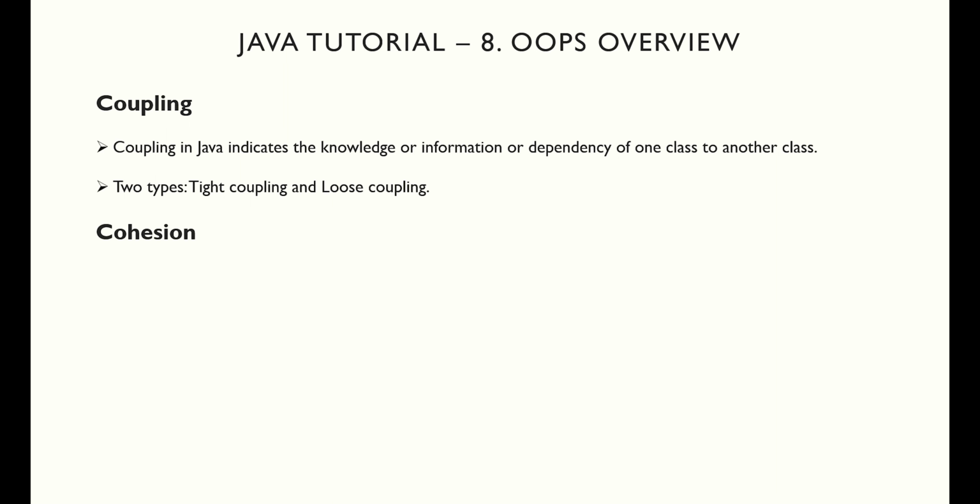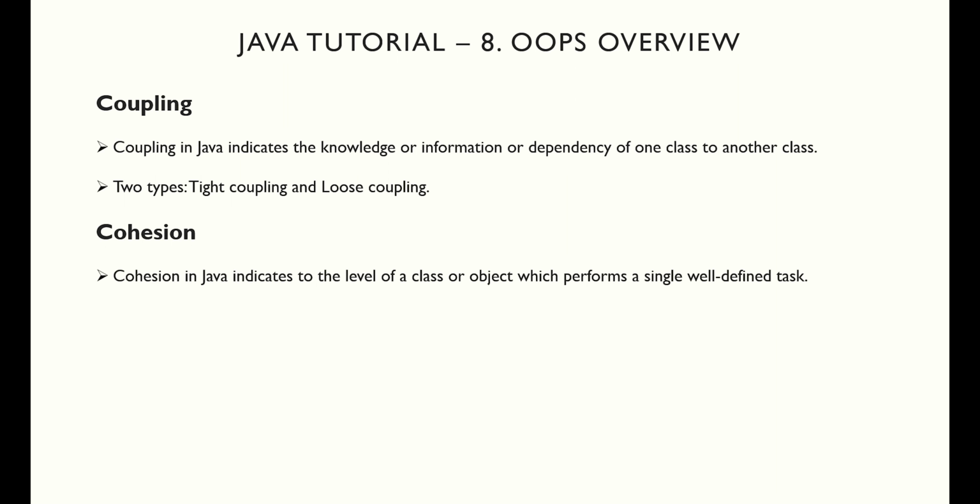Cohesion. Cohesion in Java indicates the level of class or object which performs a single well-defined task. That is, it measures how the methods and the properties of a class are meaningfully and strongly related to each other and how focused they are on performing a single well-defined task. High cohesive classes are good for code reusability. Low cohesive classes are difficult to maintain as they have a less logical relationship between their methods and properties. It is always better to have highly cohesive classes.